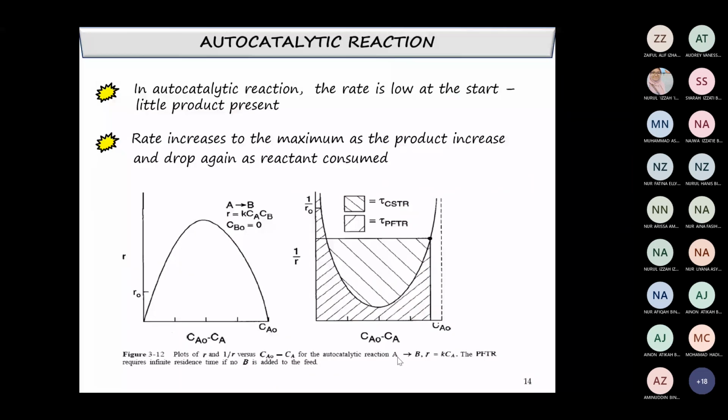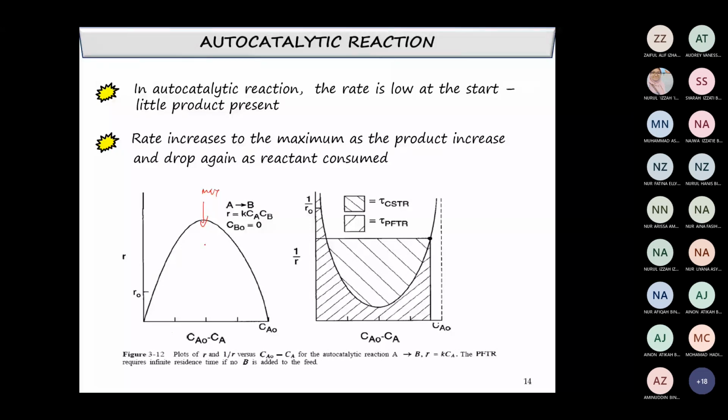Alright, okay. So, sikit je lagi. In autocatalytic reaction, the rate is low at the start, little product present. Okay, dia macam ni lah. Bentuk macam ni. Dia akan low rate, and then it become high, and then when it reach the maximum here, okay, dia akan lower down back. Okay, once the reactant has been consumed. Okay, so rate increases to the maximum as the product increases and drops again as reactant is consumed.